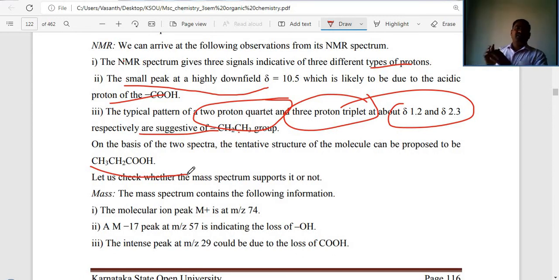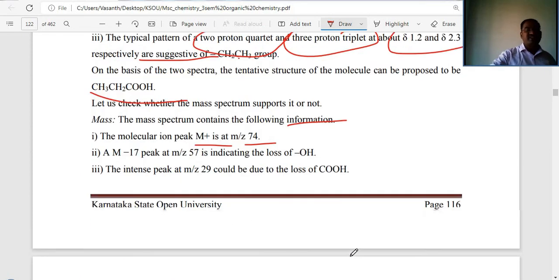Thus, let us check whether the mass spectrum supports this or not. The mass spectrum contains the following information: the molecular ion M plus at m/z equal to 74.